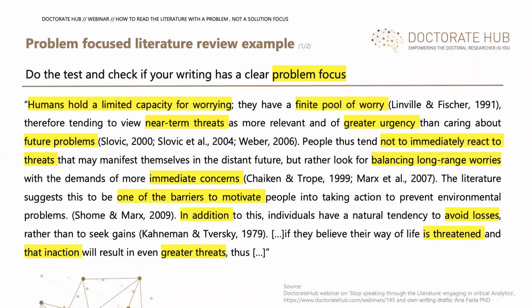Now, let's look into a problem-focused literature review. Do the test and check if your writing has a clear problem focus afterwards. Now, in this case, humans hold a limited capacity for worrying. Negative. They have a finite pool of worry. Negative. Therefore, tending to fewer near-term threats, negative, as more relevant and of greater urgency, negative, than caring about future problems, negative. People thus tend not to immediately react to threats, negative, that may manifest themselves in the distant future, but rather look for balancing long-range worries, negative, with the demands of more immediate concerns.